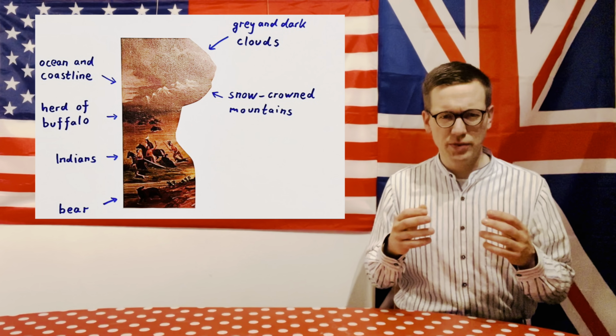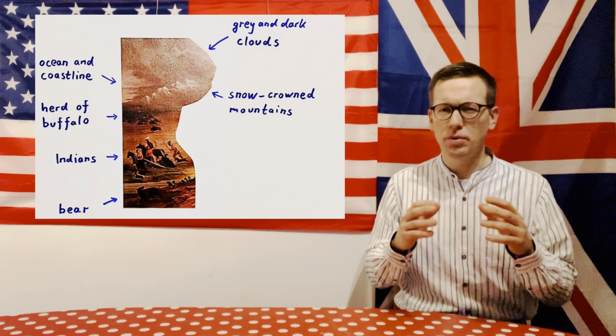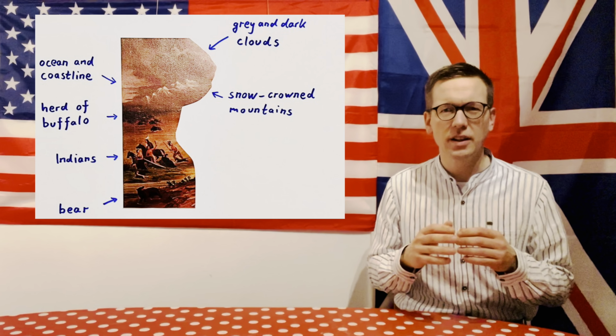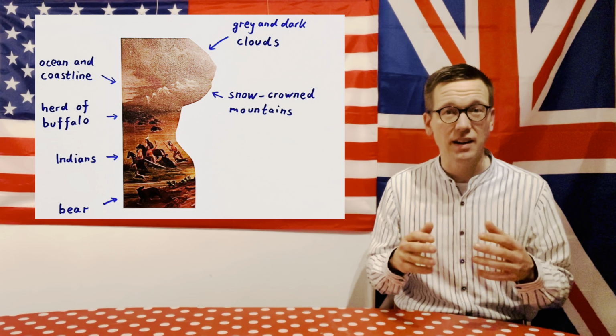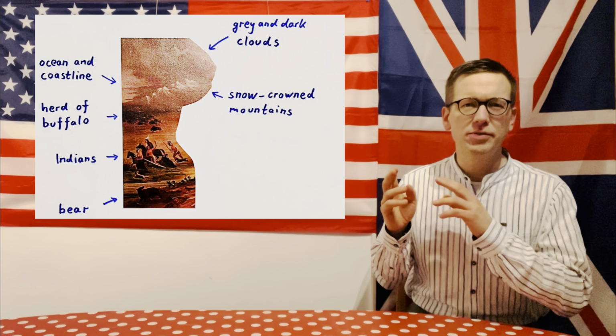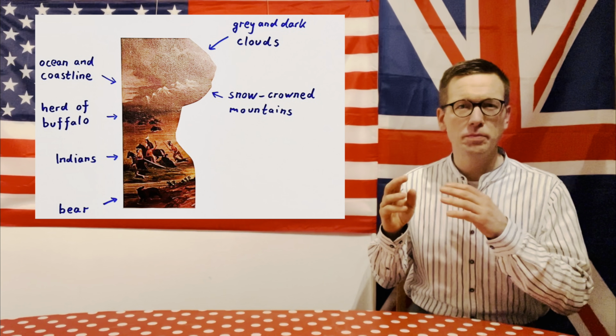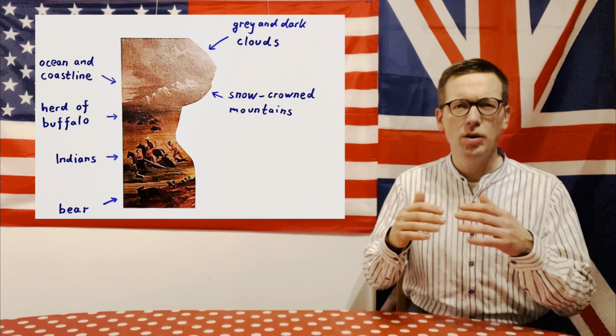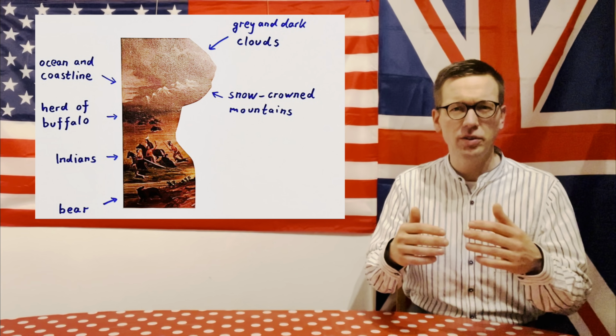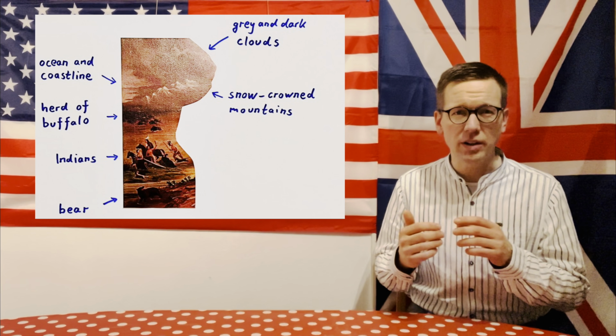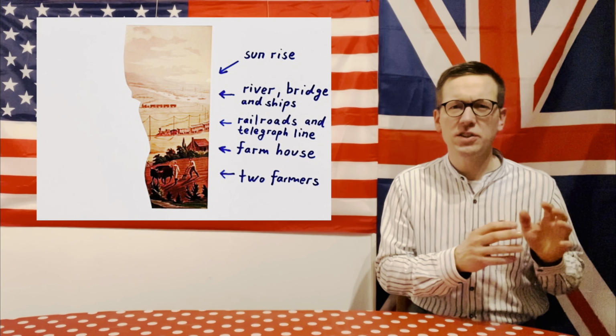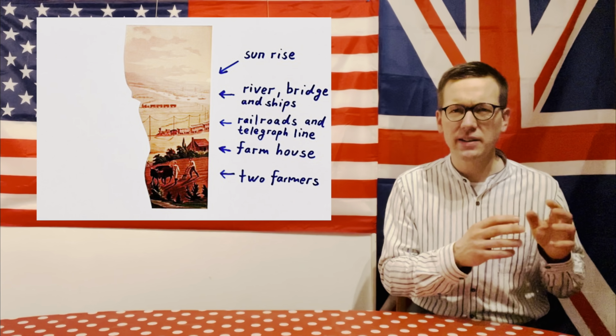The sky is full of gray and black clouds, blocking out the sun, covering the open land in darkness. In the top left corner, snow-crowned mountains are presented, forming a natural wall protecting the coastline and the ocean in the background. The right side of the picture is clearly dominated by bright colors.